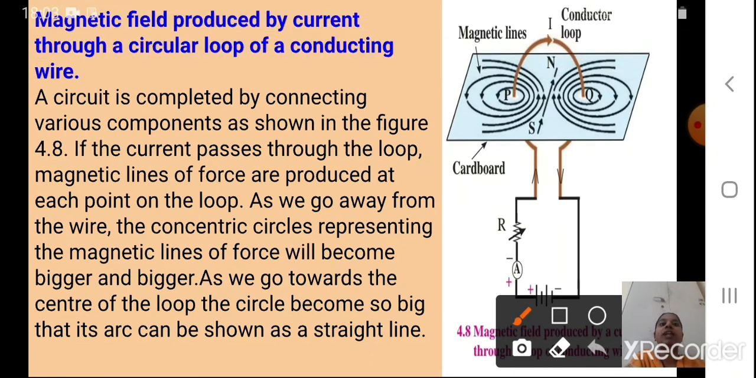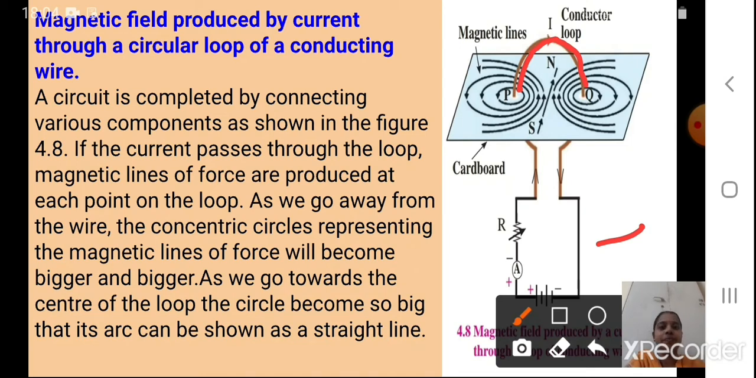A circuit is completed by connecting various components as shown in the figure. So see all this circuit, this is my circuit which is connected properly. Okay, students. Now, if a current passes through the loop, now see this is the loop. Can you see this? The brown color, that is written there, is the current flowing through that conductor loop. Loop means I am bending it.